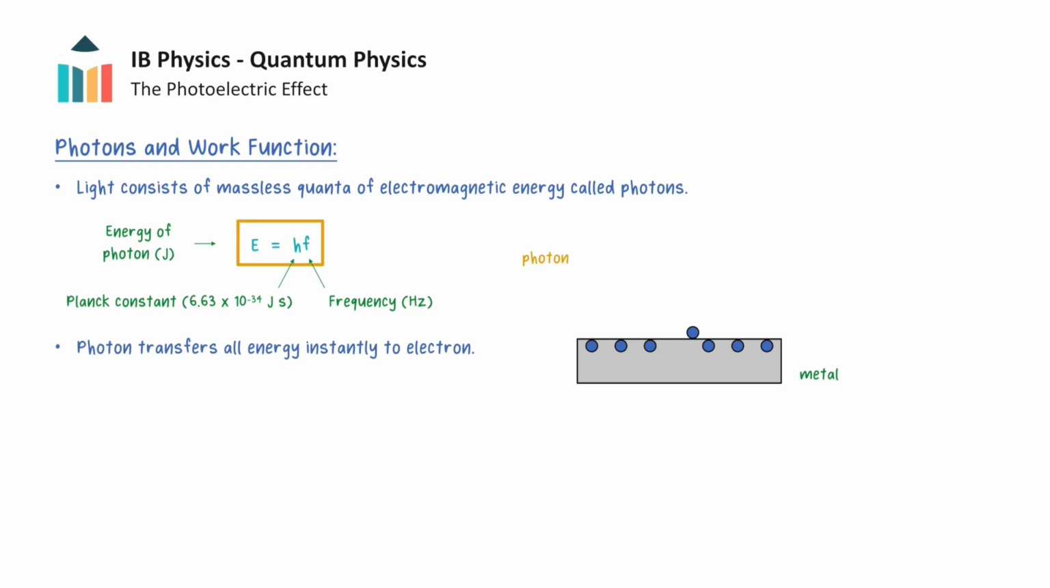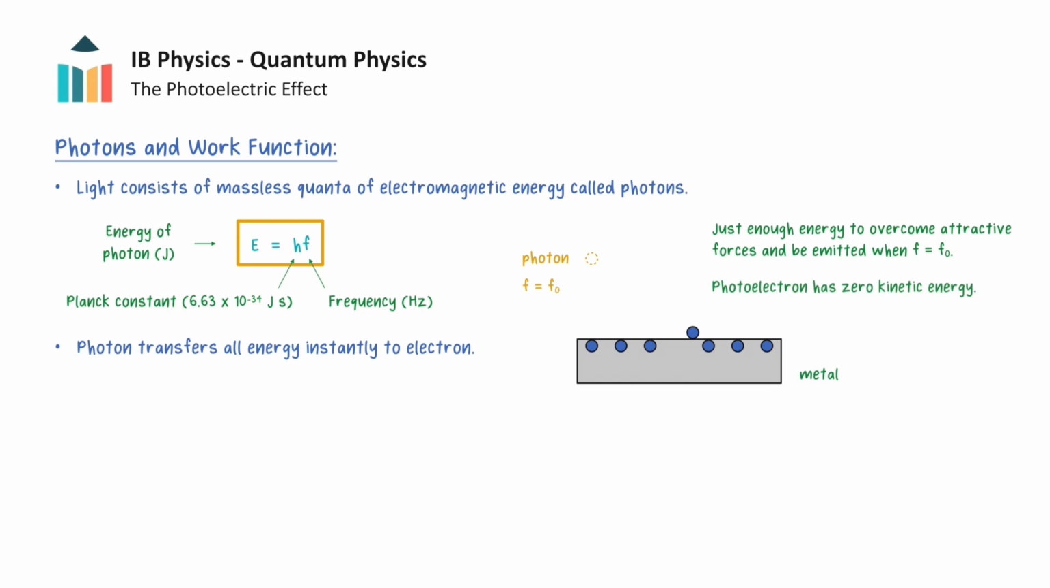Now recall that each metal has a threshold frequency f₀ required to emit photoelectrons. At the threshold frequency, electrons will have been given just enough energy to overcome the attractive forces holding the electrons in the metal and be released from the surface of the metal. As a result, these released photoelectrons will have zero kinetic energy. If we calculate the energy of a photon at the threshold frequency, this is equal to hf₀, and this amount of energy is called the work function of the metal, denoted by φ.